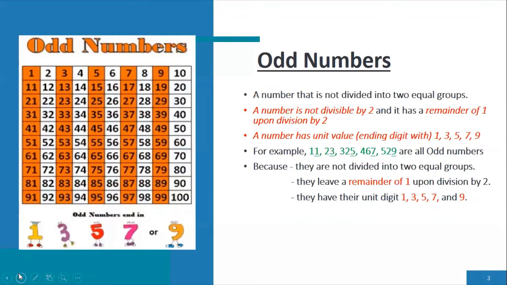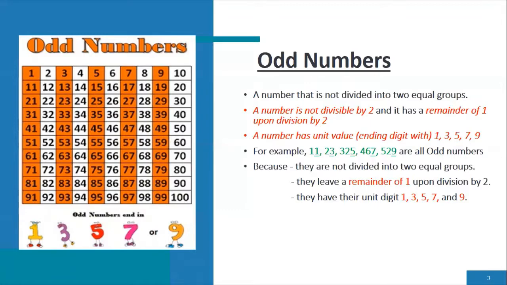Next one is odd numbers. Odd numbers are those numbers which are not divided into two equal groups, and whenever we divide them by 2, the remainder would be 1, and the last digit or the unit value of these numbers is 1, 3, 5, 7 or 9.